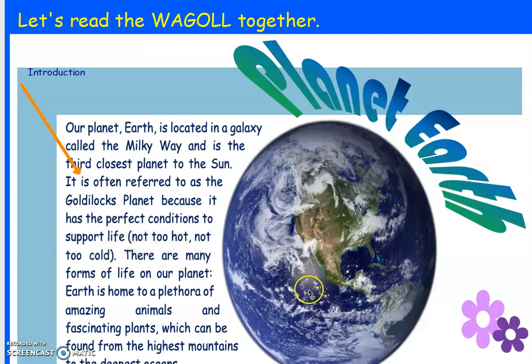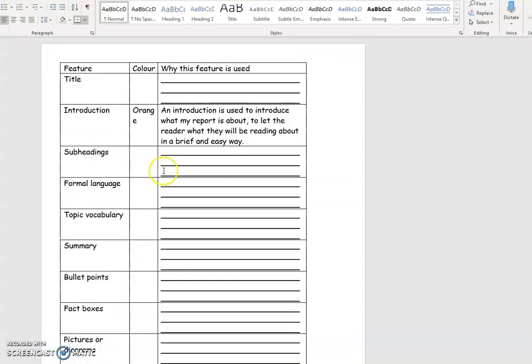There are many forms of life on our planet. Earth is home to a plethora, so that means a large amount of amazing animals and fascinating plants, which can be found from the highest mountains to the deepest oceans. So, as I'm going through this one quickly, I know what subheadings are. I would find them. I might do them in blue.